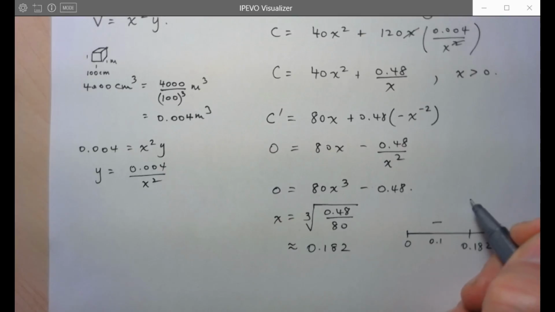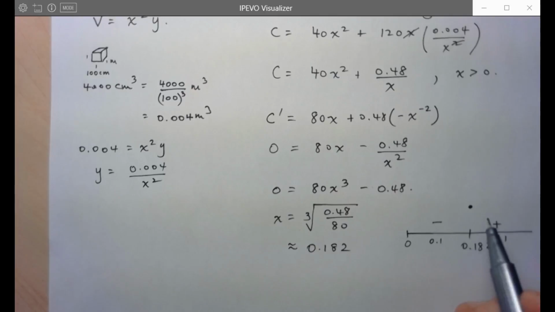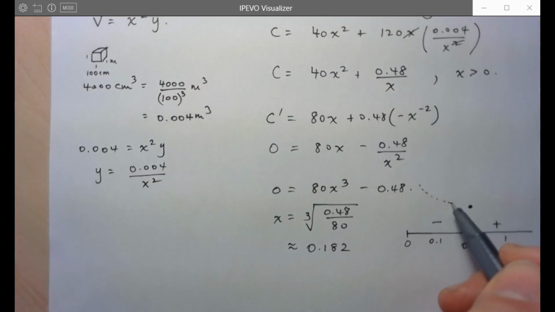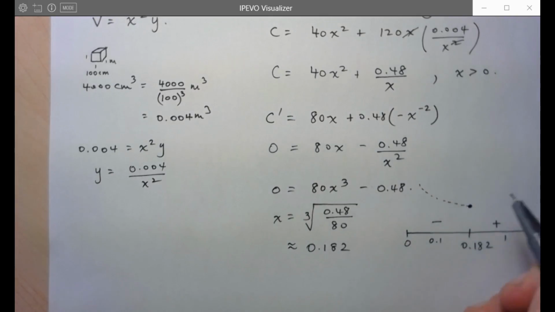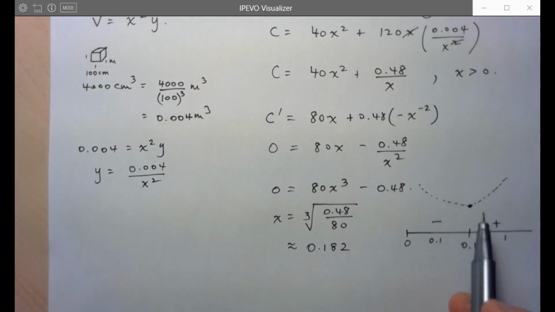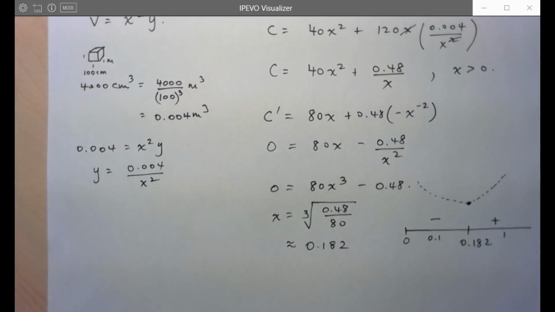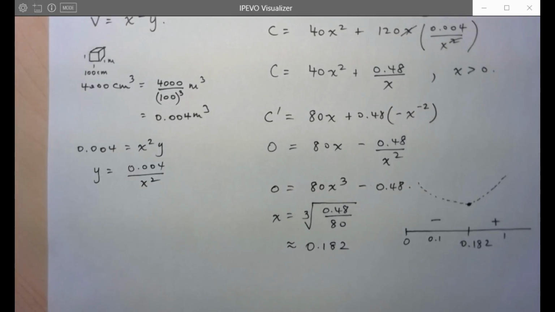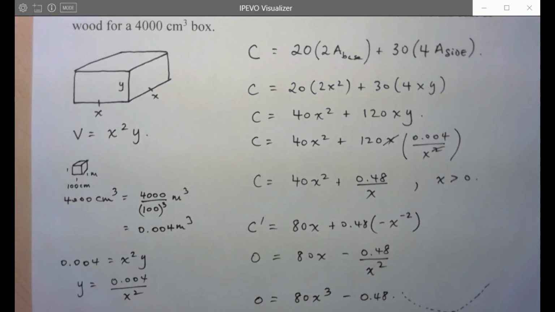All right, so let's see what we have. Well, we definitely have a local minimum at 0.182 because I'm going from negative to positive at my critical number. But I see that from 0 to 0.182, this is always decreasing. And then beyond 0.182, this function is always increasing. Okay, so it actually turns out that on my domain, 0.182 is in fact an absolute minimum. Okay, so it looks like we found the x value that gives us our minimum.